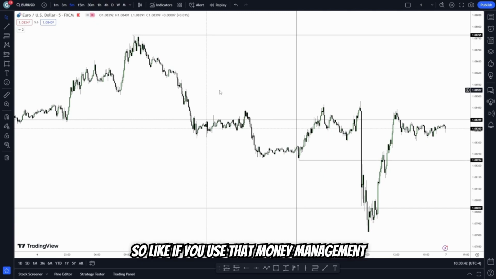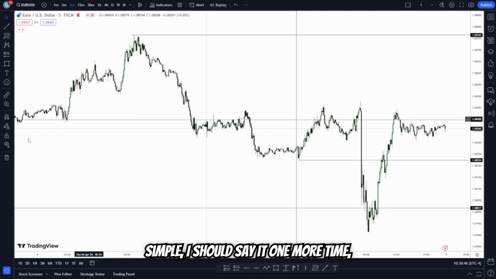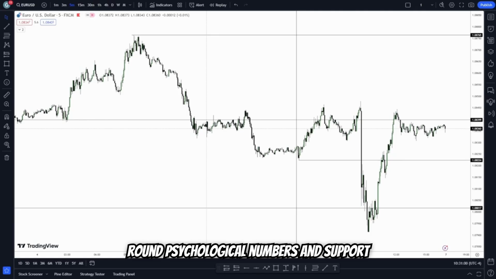If you use that money management and risk management, and if you use this turtle soup strategy, which is very simple, I should say the steps one more time. The first step is identifying the key levels. How will you identify the key levels? By looking at the swing highs and lows, round psychological numbers, support and resistance levels, and good points of the price from where the market reacted strongly in the past.